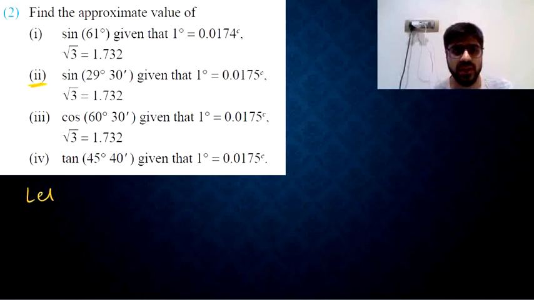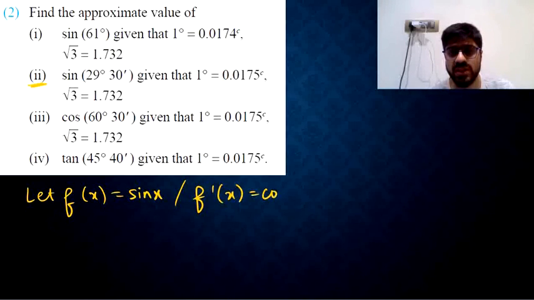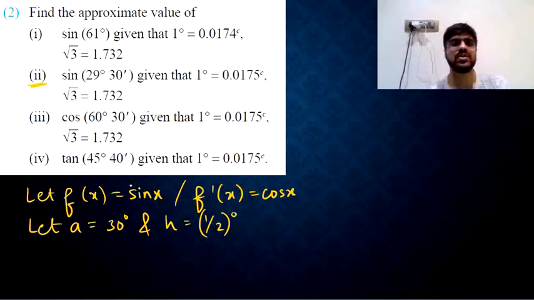So here we say again, let f of x be equal to sine x. So it's clear that f dash x will be equal to cos x. Let a be equal to 29 degrees 30 minutes, right? So it's clear that a will be 30 degrees and h will be equal to half a degree. That is, you can call it 30 minutes, call it whatever you want, but anyway, when you take it as 30 minutes or half a degree, you are ultimately going to use the value as 0.0175 divided by 2, because you can't use the actual degree value in your calculations.